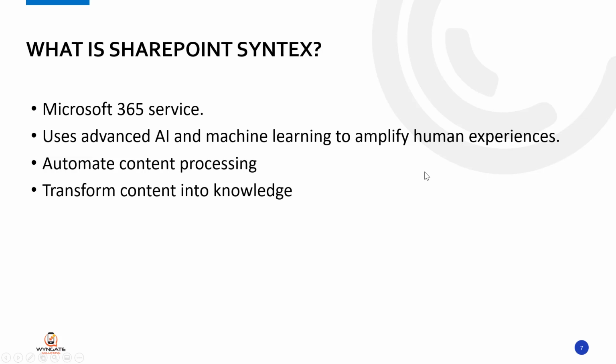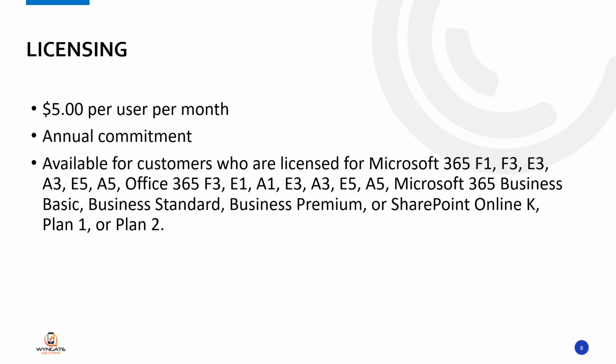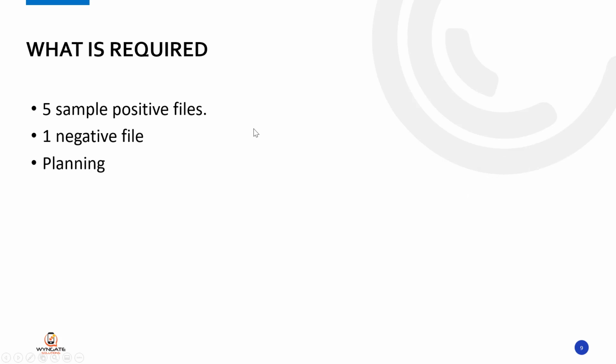And then, of course, it automates content processing and transforms the content into knowledge, like managing data and all that. On the licensing side, it is $5 per user per month with an annual commitment. This is available to customers who are licensed for products like Microsoft 365 F1, F3, E3, and so forth.